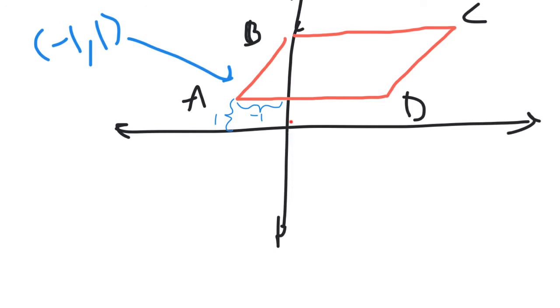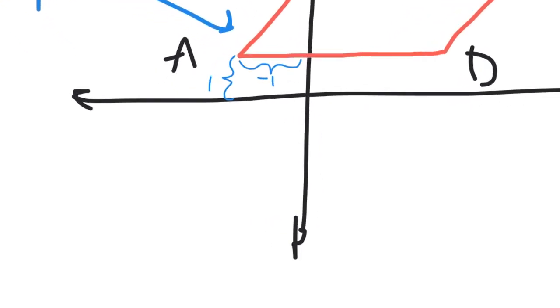So when we reflect it across this y-axis, it's almost like treating the y-axis like it's a mirror. Let's make it a green mirror. Okay, it's a green dotted line mirror. Now imagine that's the surface of a mirror.